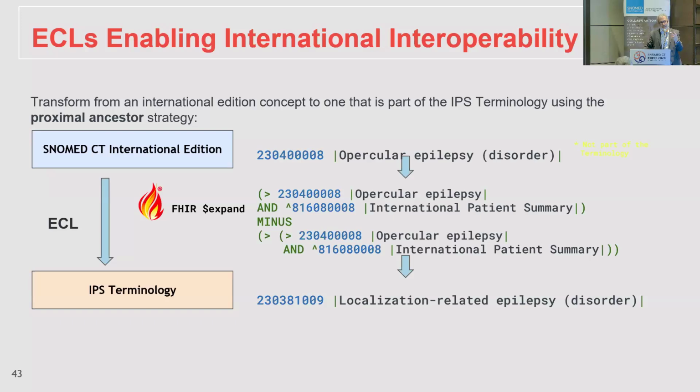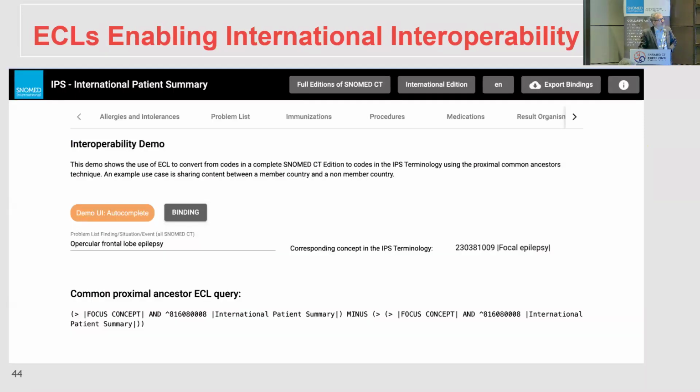You may get two sometimes, because sometimes concepts have two parents. But in this case, you get a single one and you know that it's a localization-related epilepsy. And that's a concept that belongs to the IPS refset. And this is a concept that can be understood worldwide, regardless of whether they have a SNOMED license or not. Next one. If you want to try this in real time, we have a demo site.